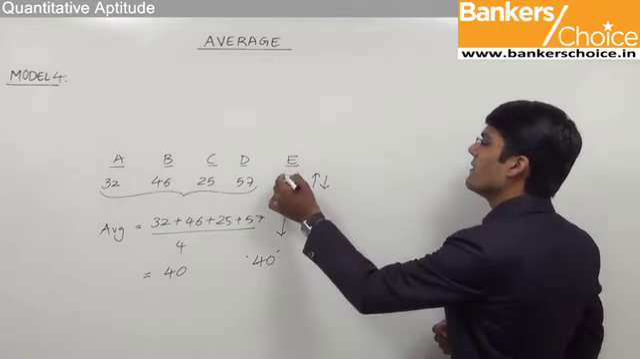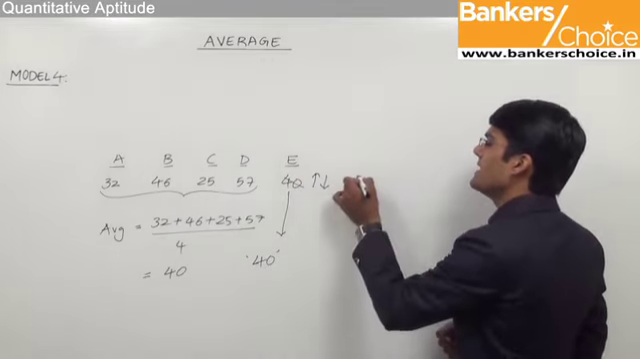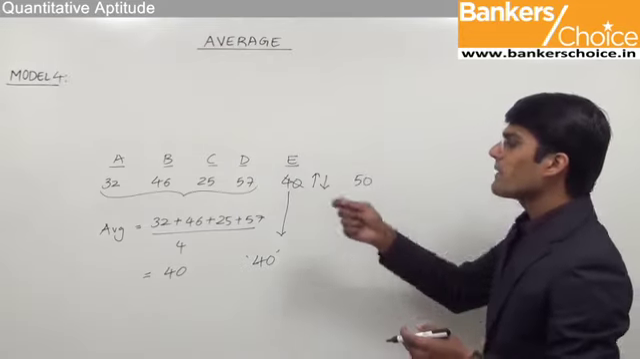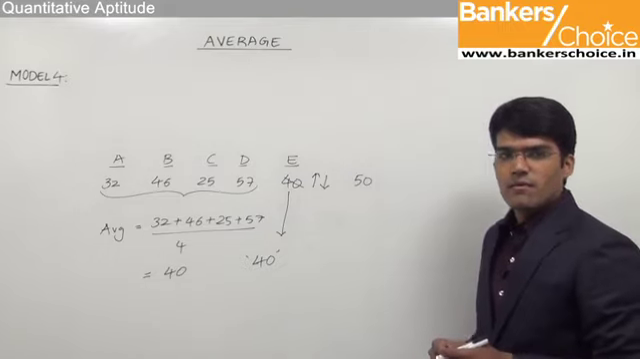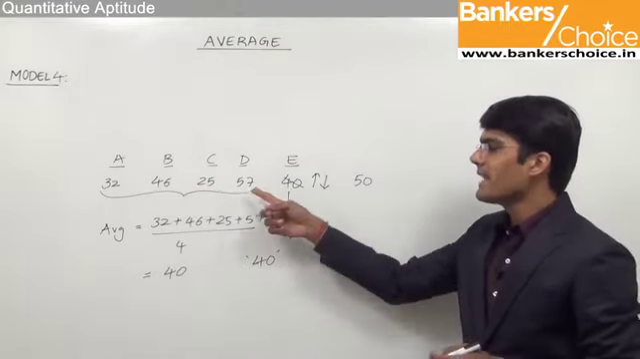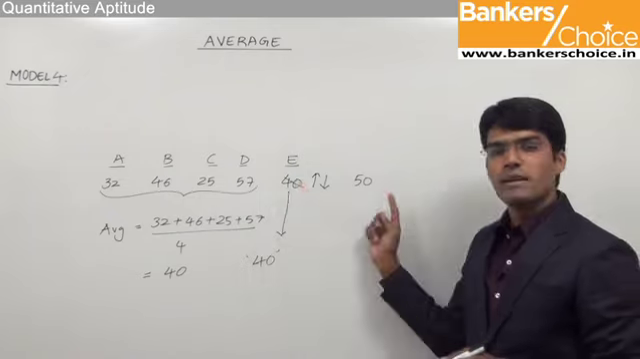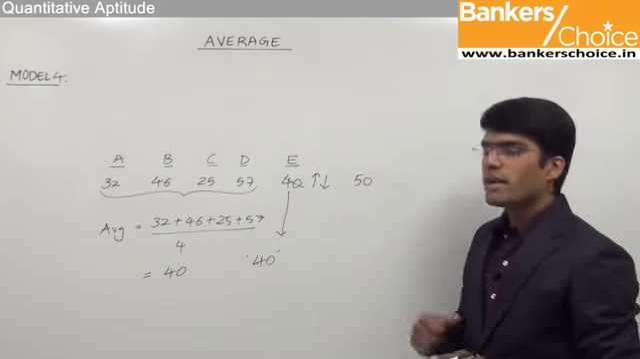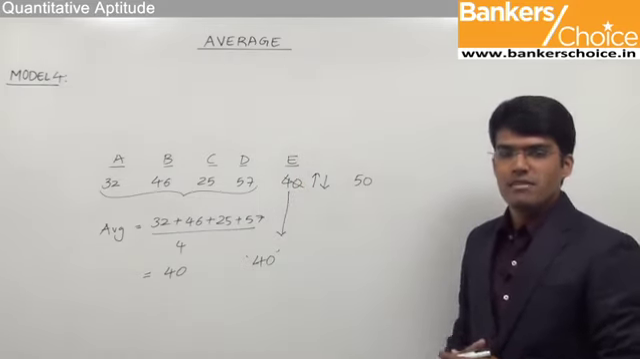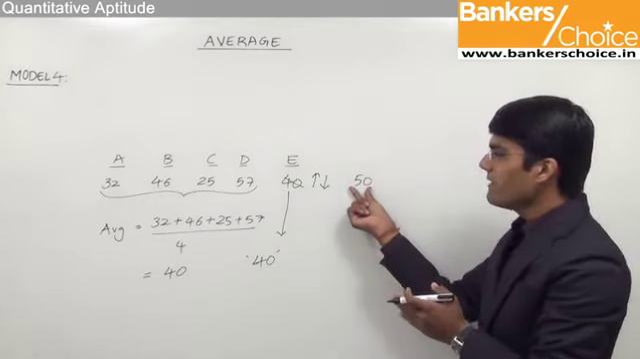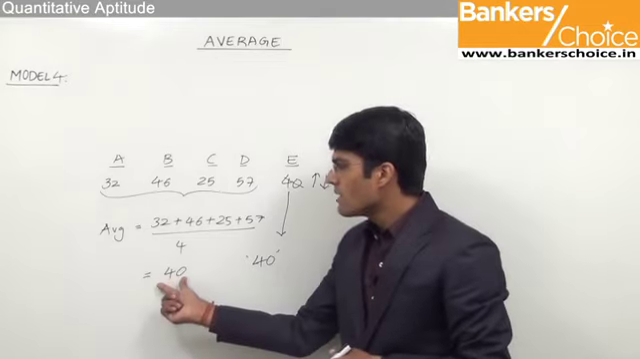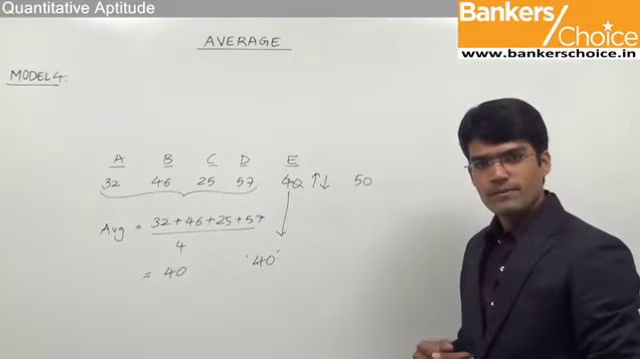Let us assume the weight of E is 50 kgs. Now what will be the average for all the 5 persons together? Again, as I've already mentioned, we need not do the basic calculation of sum of all the elements divided by number of elements to get the new average. Instead, we can find out the average directly by observing the difference between the weight of E and the equal distribution of the 4 persons.